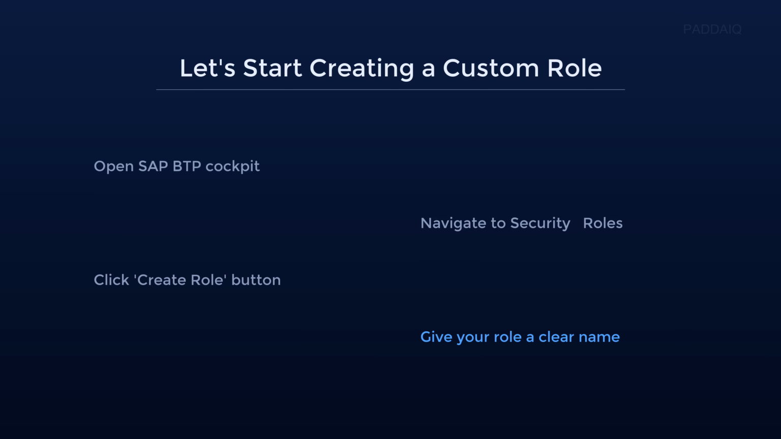Give your role a clear name. This means using a descriptive title that immediately tells others what the role is for, making it easy to identify and manage. For example, name a role Purchase Order Approver instead of just Role 1. A well-chosen name ensures everyone understands its purpose without confusion.